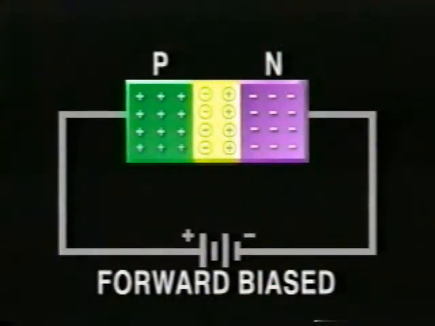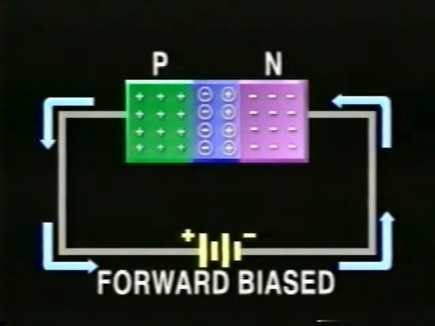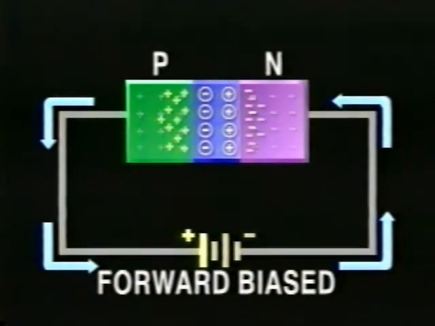Once the depletion region is formed, the barrier potential inhibits any further movement of electrons across the junction. But the battery now creates another force. The positive side of the battery now repels some of the holes in the P material, sending them toward the depletion region. At the same time, the negative side of the battery repels some of the negatively charged electrons in the N material, also sending them toward the depletion region.